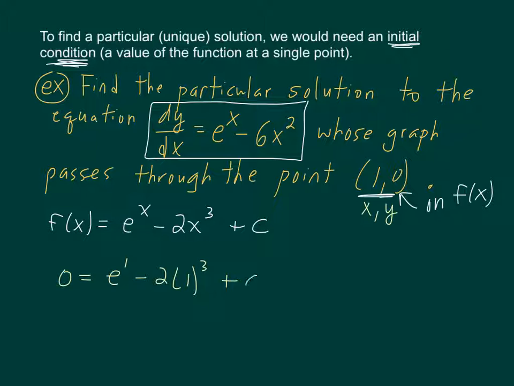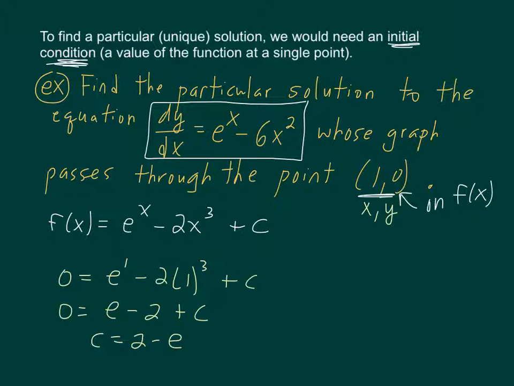And then you're going to solve for c. All right, so do this very carefully. We have e minus 2, and then plus c. So if I solve for c, I would have to add over my 2 and subtract over my e. So c is whatever 2 minus e is.